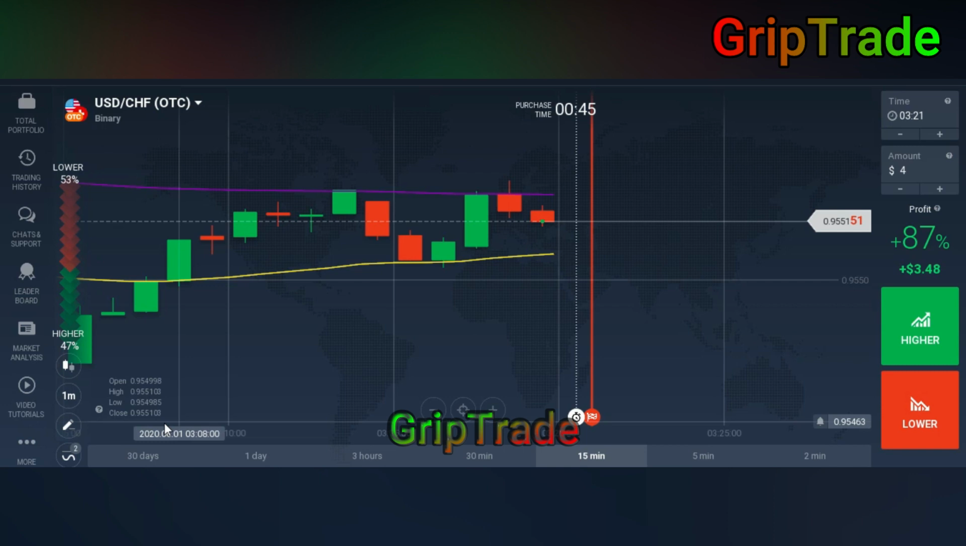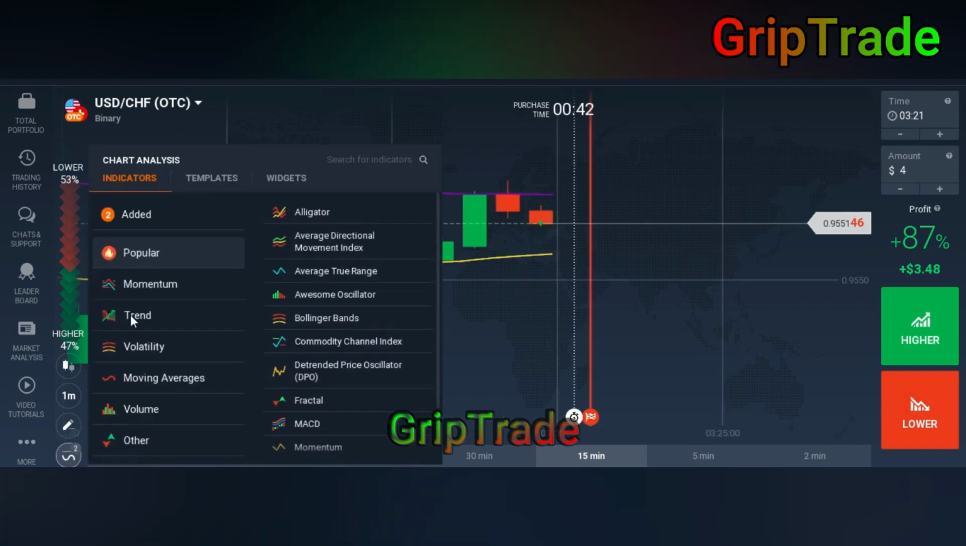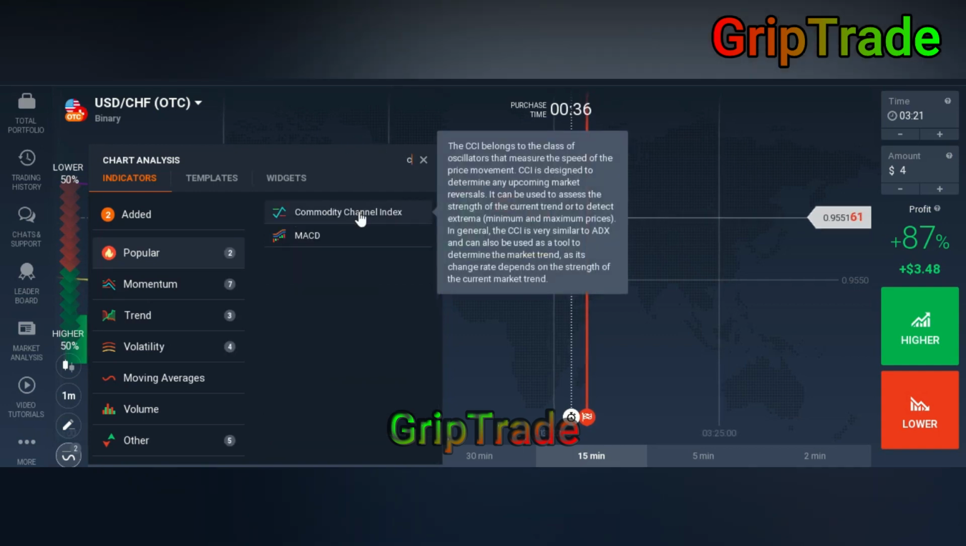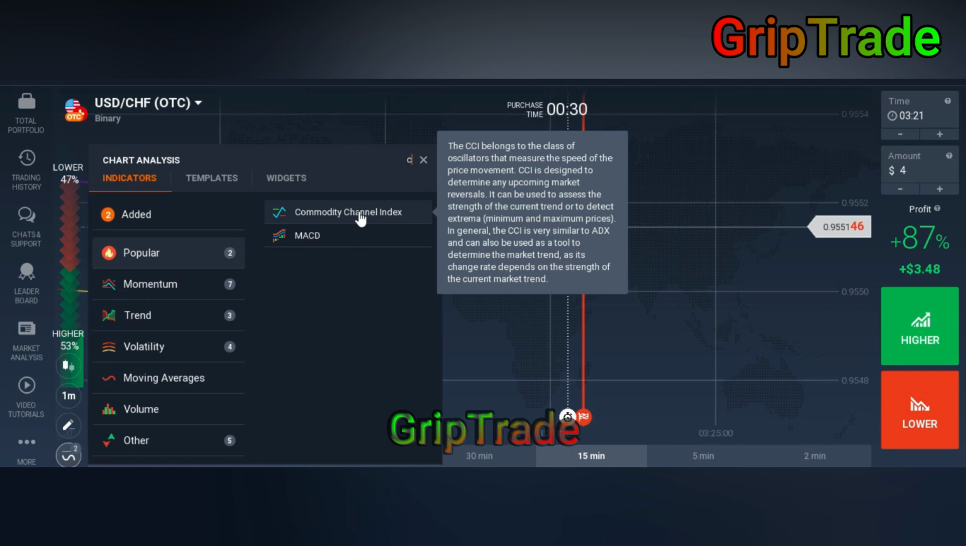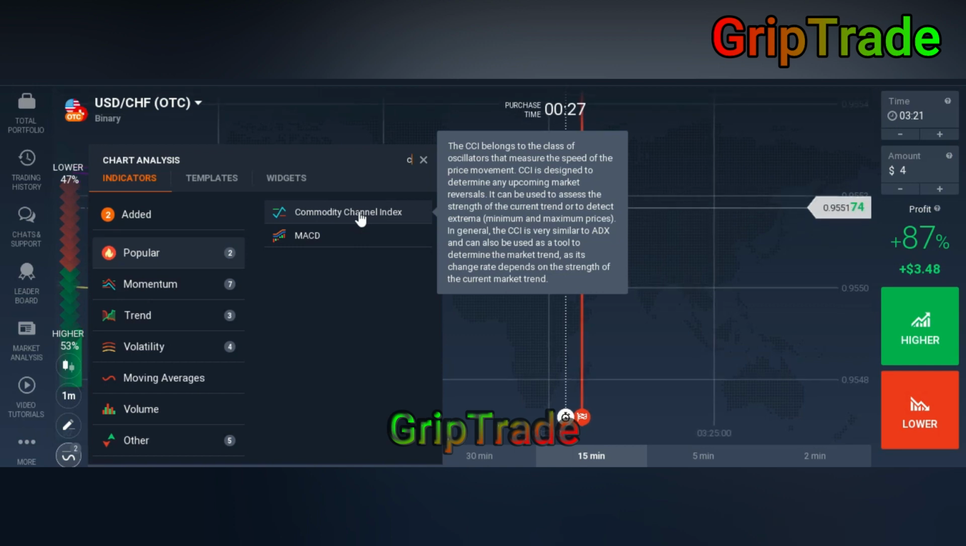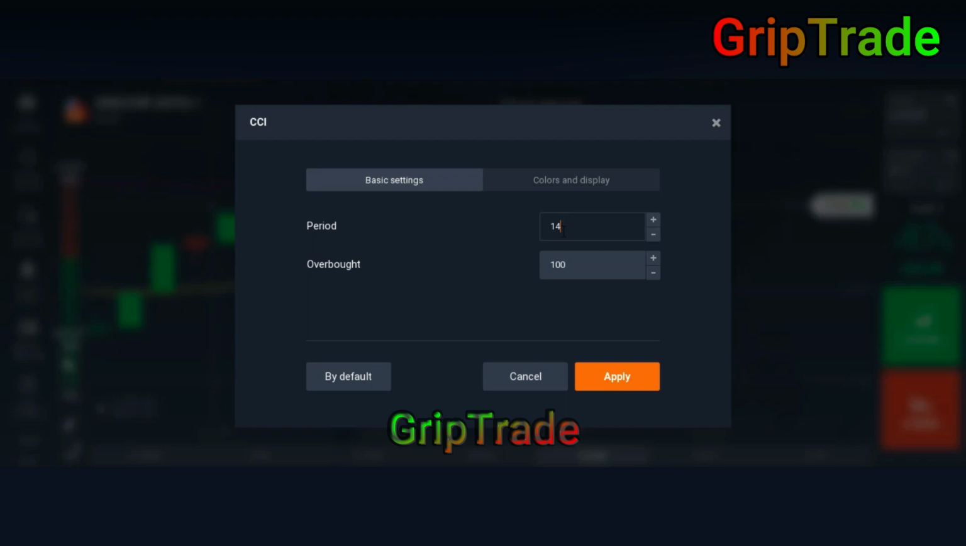Now the last indicator left is CCI. Go into popular, it's right there, just type C and you'll find it. CCI is a very good indicator. It is basically implemented with an aim to determine any upcoming market reversal. So let's watch how it helps. As far as the period of CCI is concerned, you need to change it to 19, and let the overbought point be the same, at 100. So there you apply it.